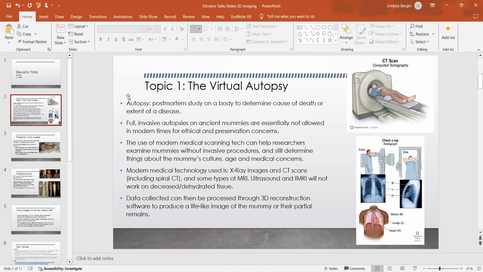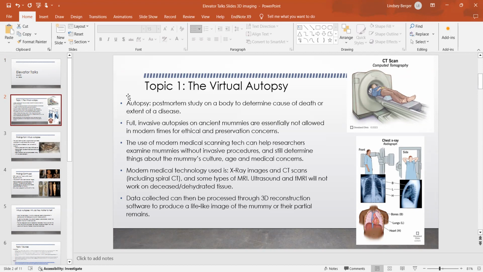How were they mummified? Why were they mummified that way? Did they have any conditions in life that may have been treated or not? Why did they die, essentially? That's where the virtual autopsy comes in. Essentially, we are using current medical technology like CTs, X-rays, things like that to look inside of the mummy without actually disturbing the outside wrappings.